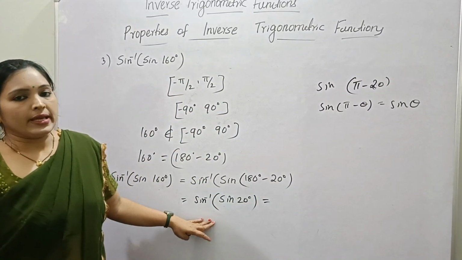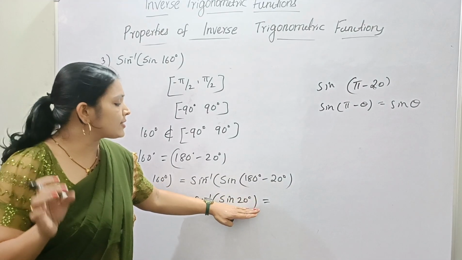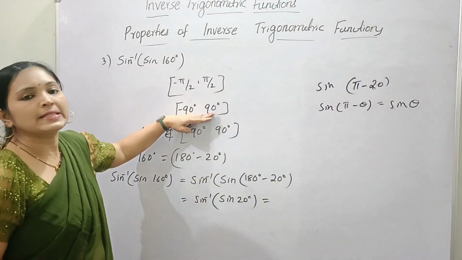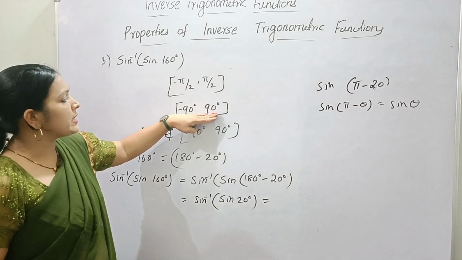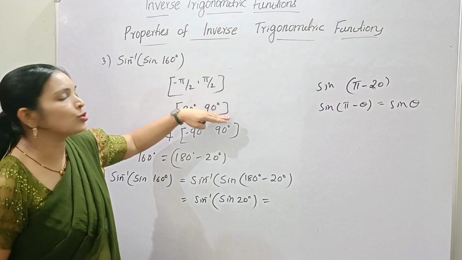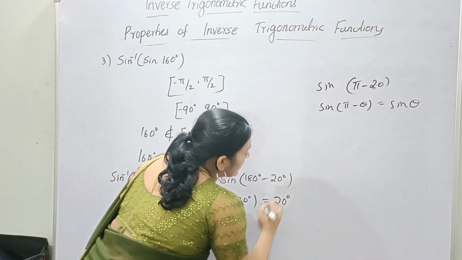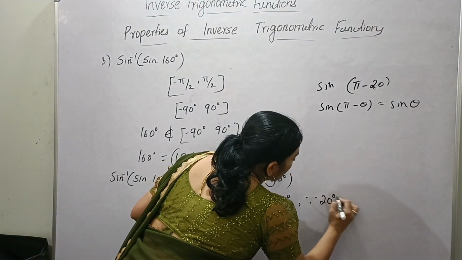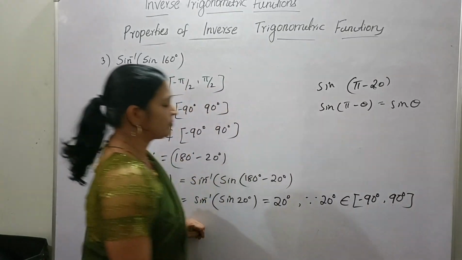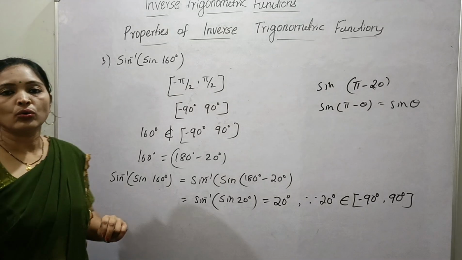First of all, let us check whether this 20 degree belongs to this interval. Yes, obviously it belongs to this interval. 20 degree is less than 90 degree, right? So 20 degree belongs to the interval minus 90 degree to 90 degree. Therefore, sine inverse of sine 20 degree is 20 degree. Therefore, the value of sine inverse of sine 160 degree is equal to 20 degree.